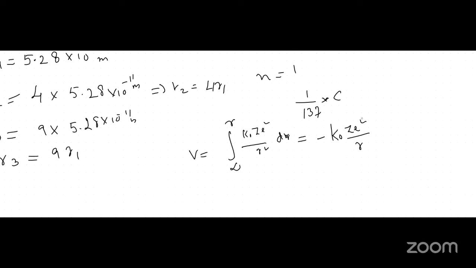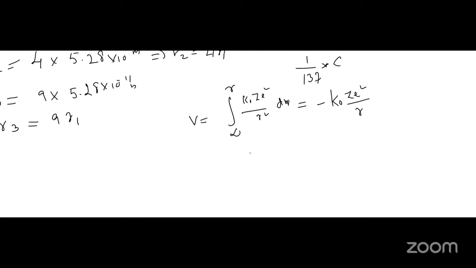Similarly, the kinetic energy of the electron, which is given by T, is generally half mv square. If you substitute the values of v and so on, we get the T value as k naught Z e square by 2r. V is the potential energy, which we get as minus k naught Z e square by r, and T is the kinetic energy, which we get as k naught Z e square by 2r.